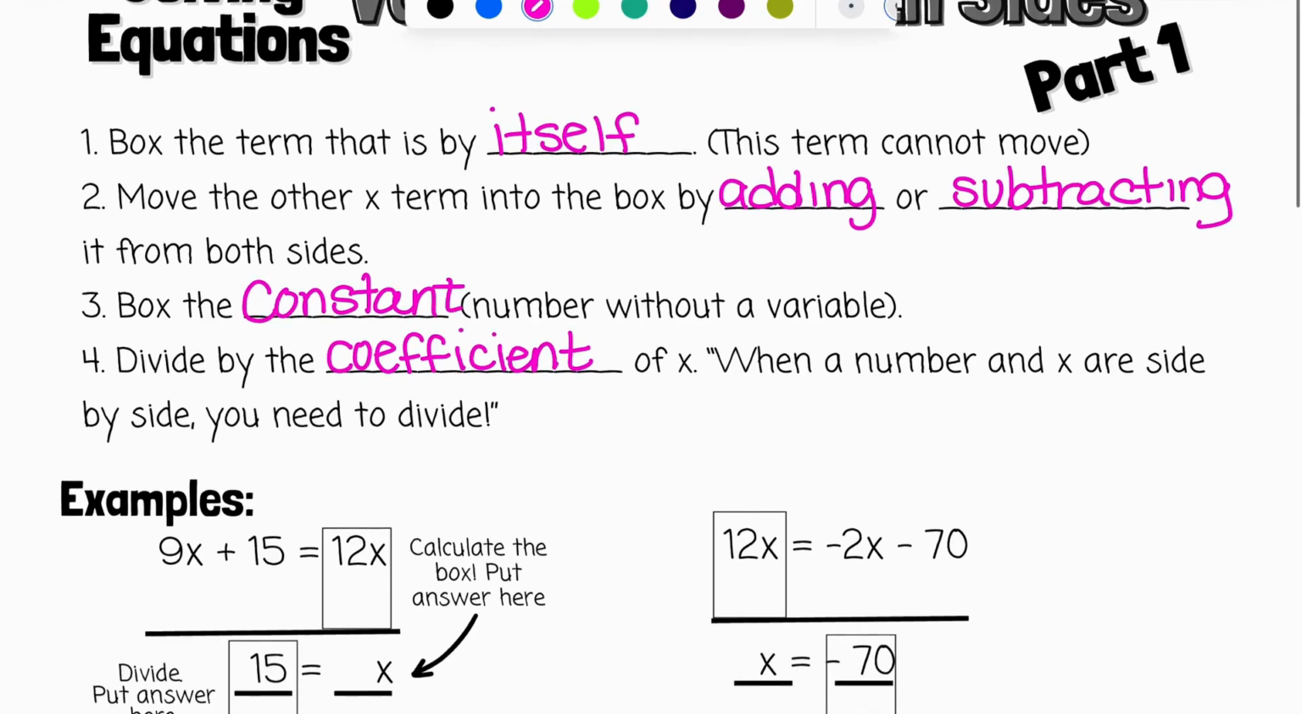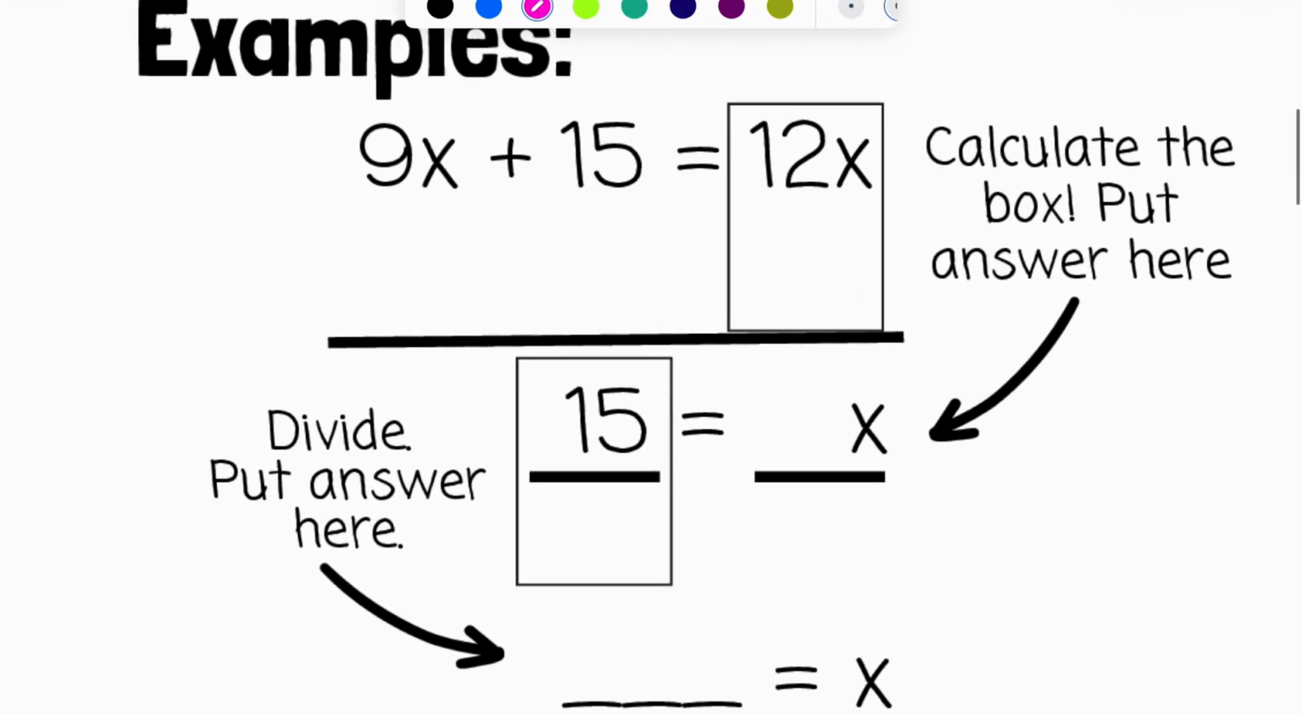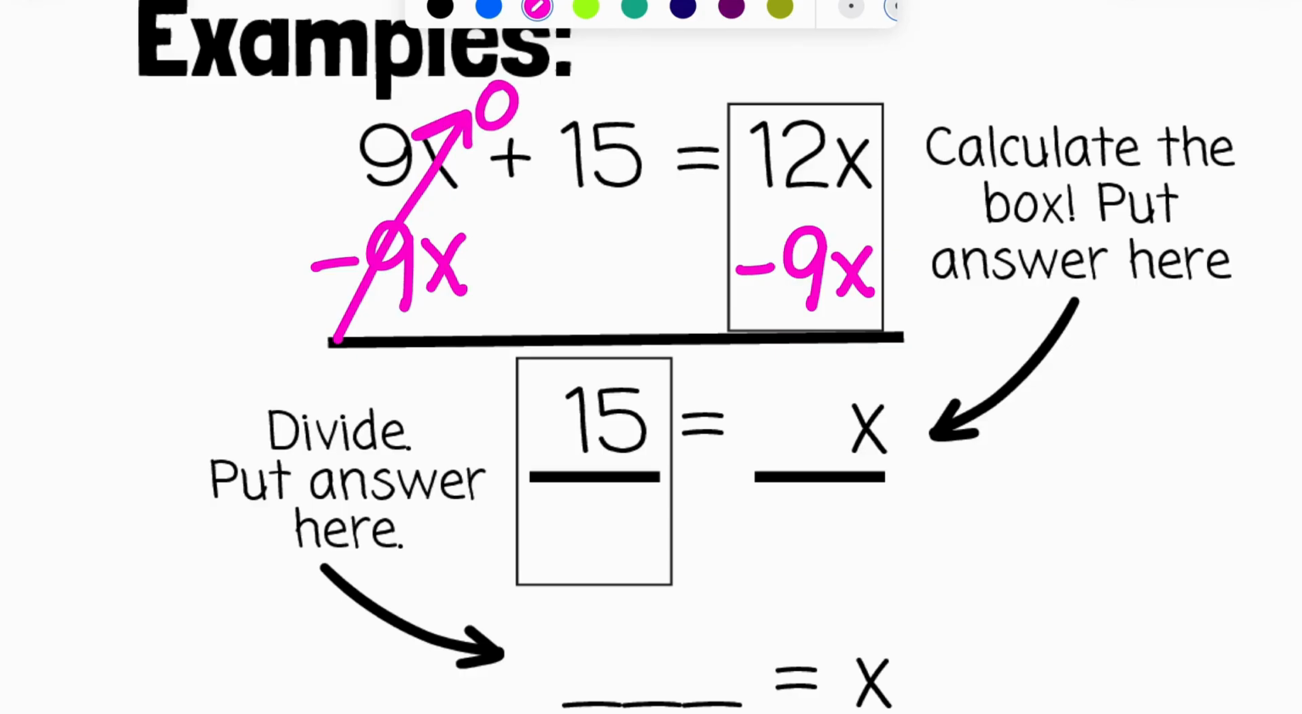All right, so let's take a look at our first example. 9x plus 15 equals 12x. So you can see we've got two terms on the left side, 9x and 15. We've got a single term on the right side, 12x. And that's the one that we're going to box. It's by itself, so it cannot move. Now again, the rule is if you box an x, you move an x. So that means we're going to move our 9x into the box. And we have to do this by adding or subtracting.